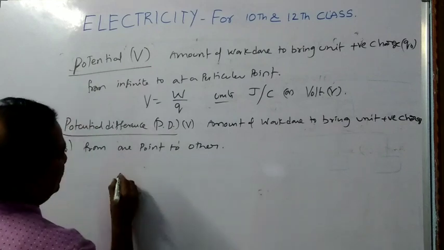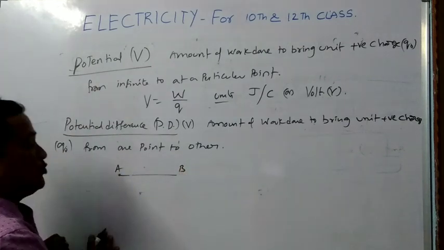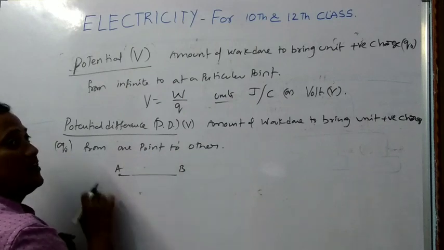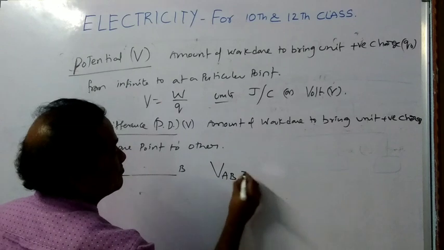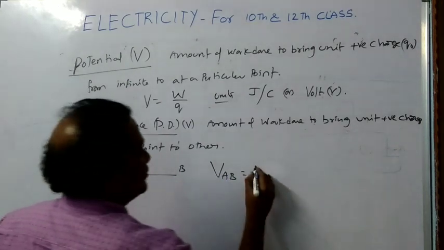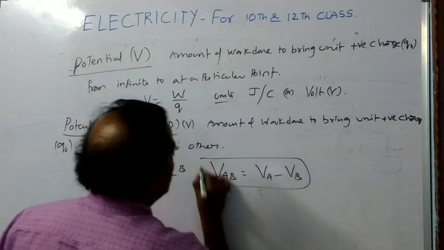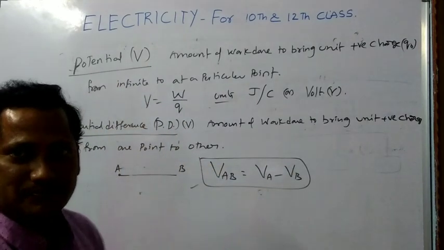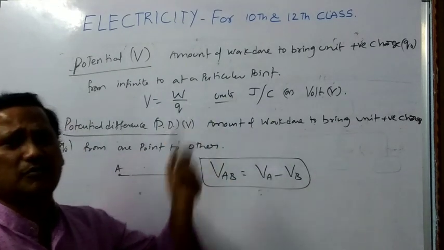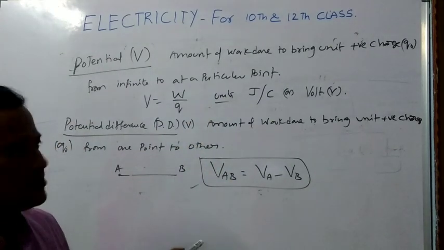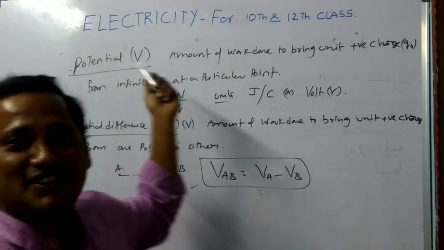For example, these are the two points A and B. Now I would like to bring the unit positive charge from B to A or A to B. That potential difference, say for example VAB, is nothing but the difference, that is VA minus VB. This is the potential difference. Okay, got it? So the same units and same dimension formula will be the same for potential and potential difference. The difference is difference only. Okay, that is about the potential topic.